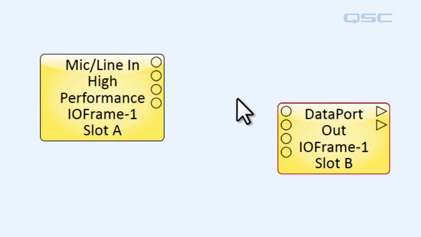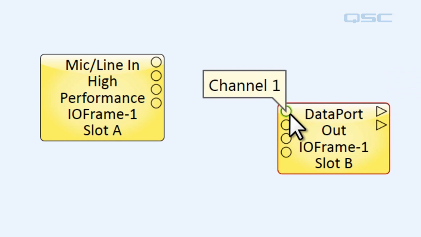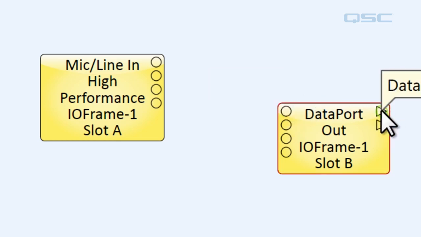The mic line component has 4 output pins, and the data port card has 4 input pins. Now you'll notice that its output pins over here are a different shape. They're a little right-facing triangle rather than a circle. That's because these outputs aren't an audio line, this is a data line, and Q-SYS won't let you wire two components together that don't match.